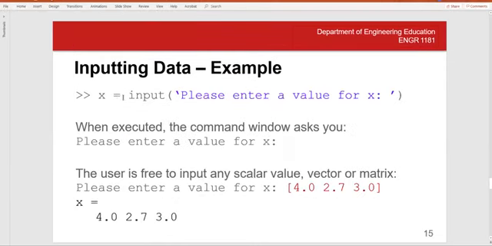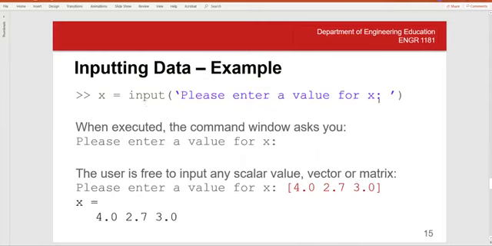So in this example, we want X, and this is the prompt: please enter a value for X. Make sure to leave a space between the end of the prompt text and the quotation mark. Otherwise, when the user enters the value, it will be right next to the colon, so it looks better with a space. That's the prompt that the user will see when they run the code.